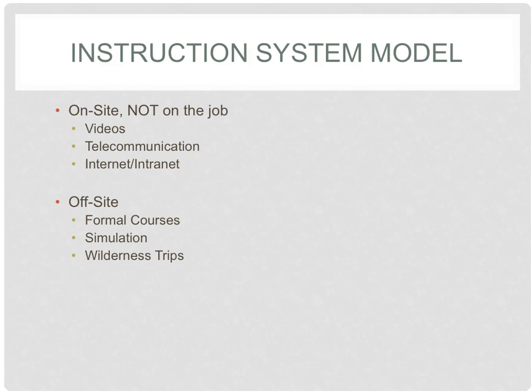On-site but not on the job are things like videos and teleconferences and computer-based training and internet or intranet-based training. All these things, simulations. In essence, you're engaged in some sort of simulation that's on your company site, but you're not necessarily learning on the job. And then we have off-site training: formal courses that you could take, going to continuing education programs, or getting your undergrad or graduate degree in a particular area.